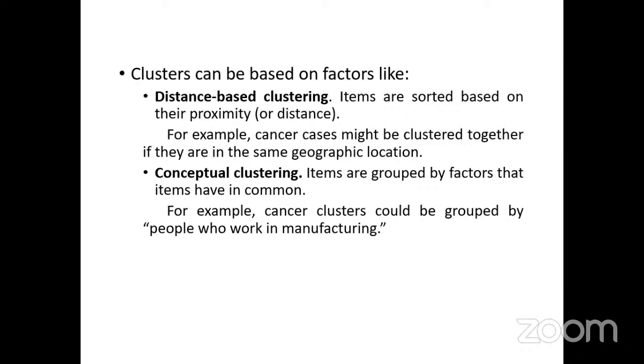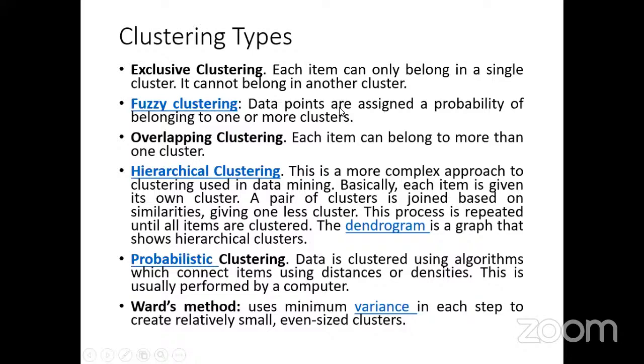When we are talking about conceptual clustering, it means grouping based on some common factors. Let us consider cancer cases grouped based on people who work in manufacturing, or those who work in the academic sector. When you are making clusters based on some concept or characteristic, it's called conceptual clustering. Now there are different types of clustering: exclusive clustering, fuzzy clustering, overlapping clustering, hierarchical clustering, probabilistic clustering, and the Ward method which are used for clustering. So those are the types of clustering.